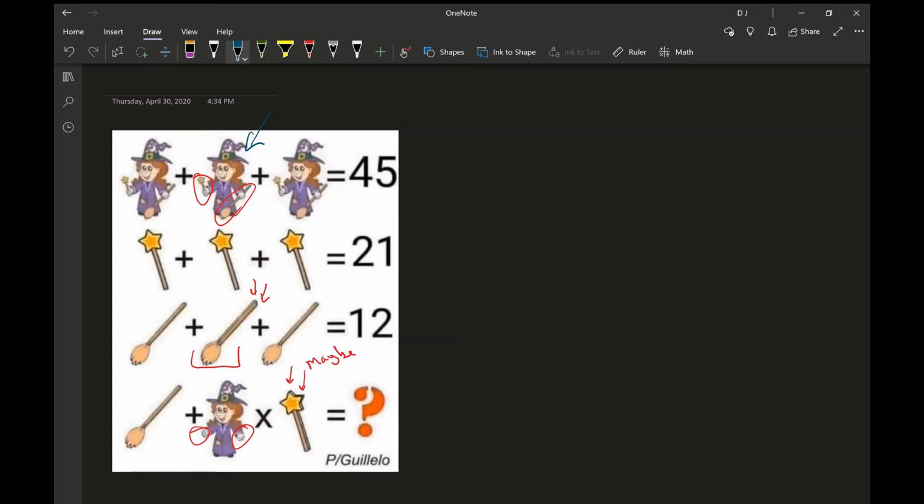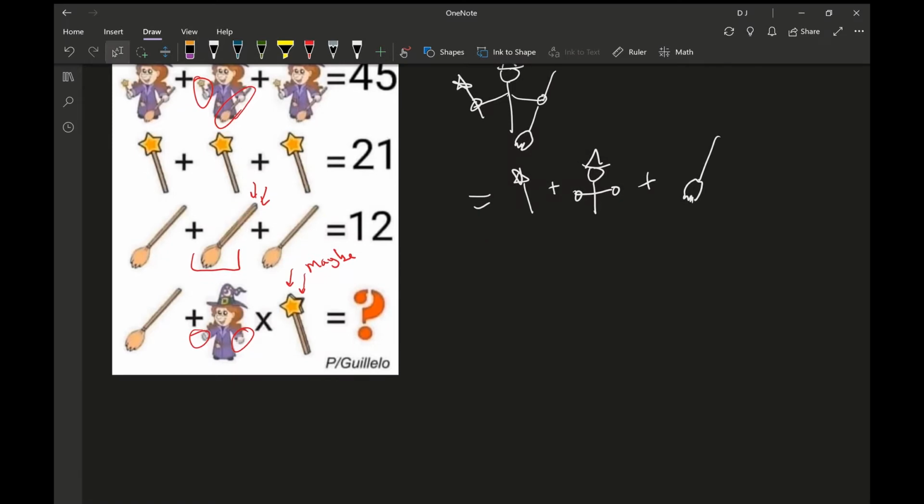I guess what I want to say is the witch, right, holding a broom. That right there, I'm pretty sure is equal to star plus witch plus broom. The reason I say that is because we've already seen what multiplication looks like geometrically.